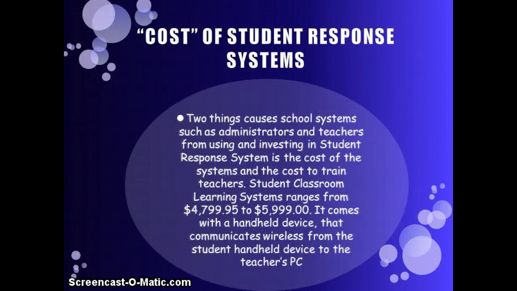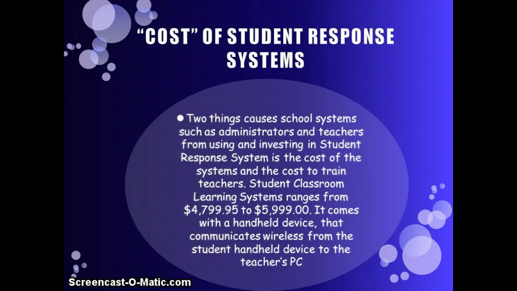One of the biggest disadvantages of student response systems or clickers is the cost and training of the faculty. These two things cause administrators and teachers not to purchase or invest in student response systems. The cost of a student response system can range from $4,799 to $5,999. Administration cannot bear to spend this amount on four classrooms or more.